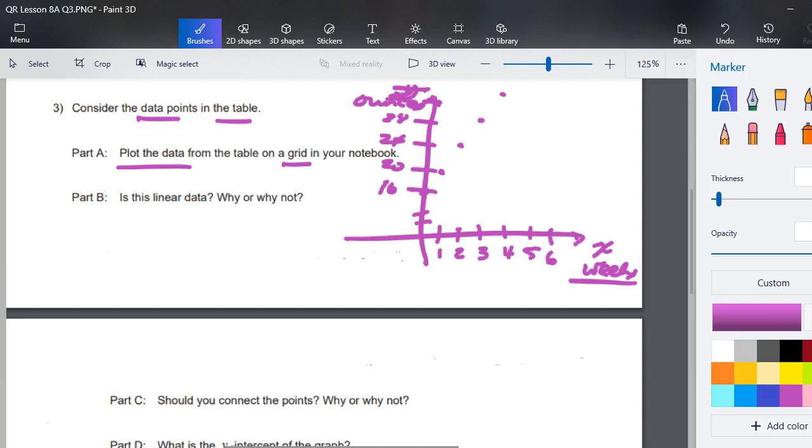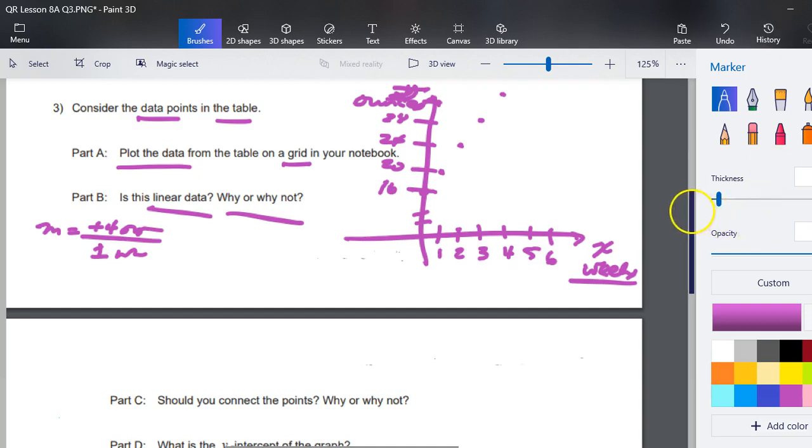Even though mine has a little bit of a curve in it, part B says, is this linear data, why or why not? Well, it is linear data because the y coordinate increases by the same amount each week, and we will be talking about a slope. In other words, we are going to go up 4 ounces for every 1 week that we advance. This is going to be a slope, and it is representing a linear change.